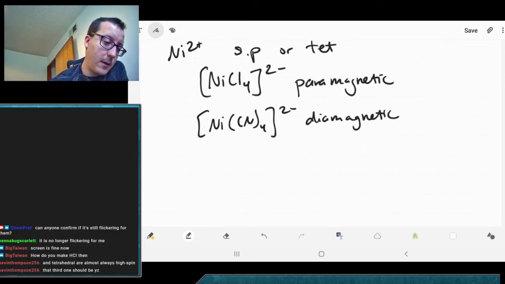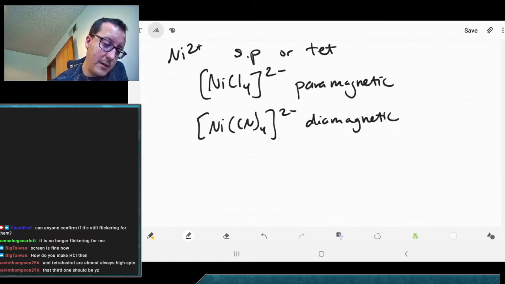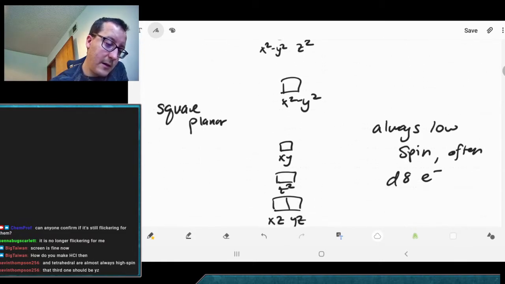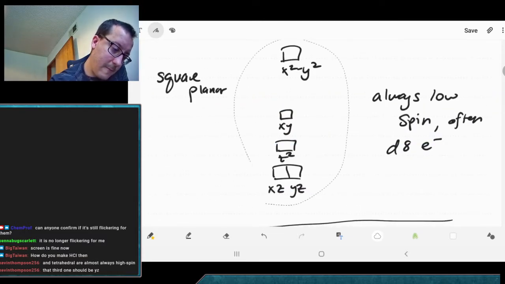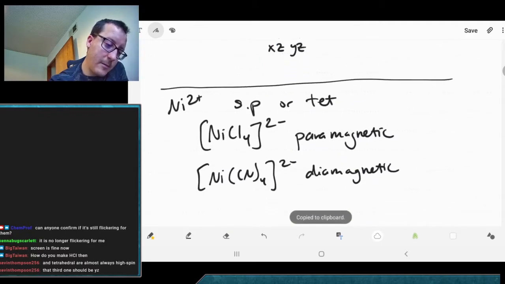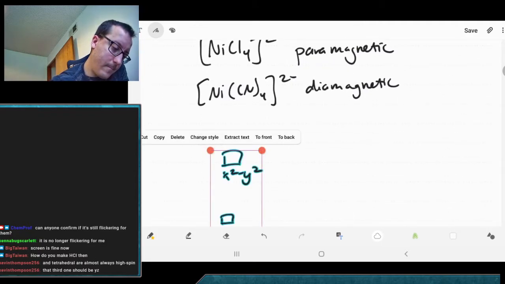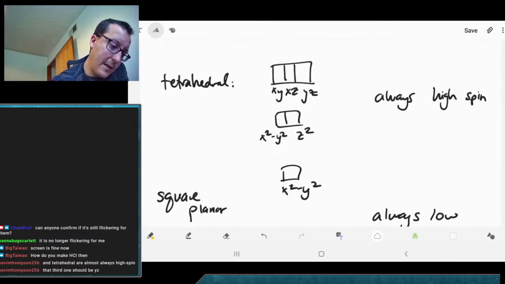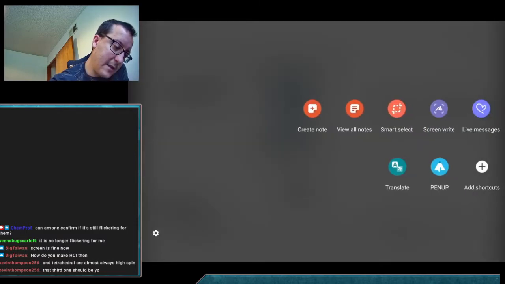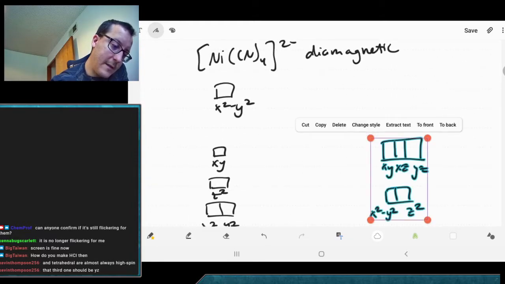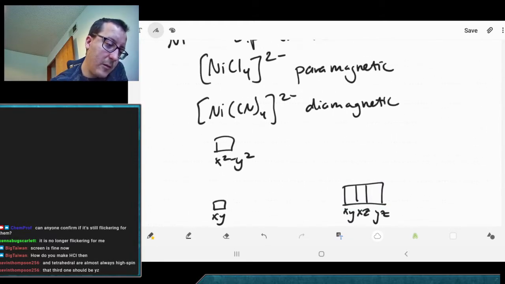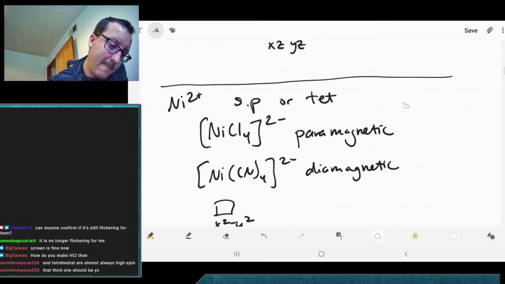So if we just draw out the ideas we have for this. For square planar, I'm not going to have the room to, but yes I will, okay. If something is square planar, it'll look like that. If it's tetrahedral, it'll look like this. So let's see what's what here. So we have nickel 2 plus.